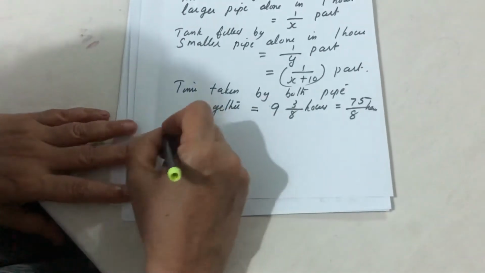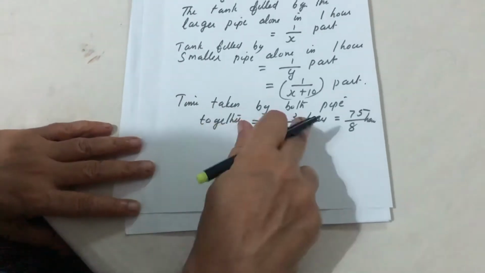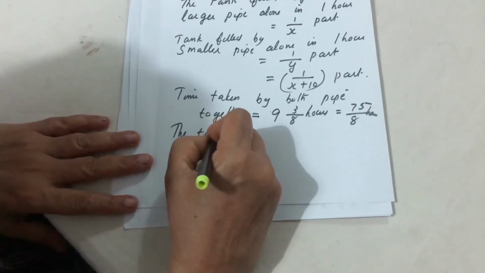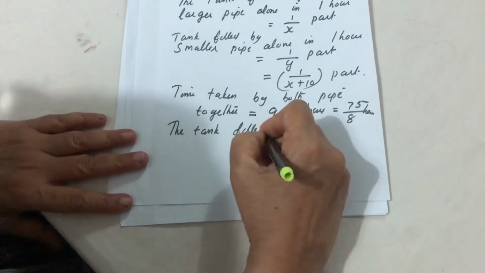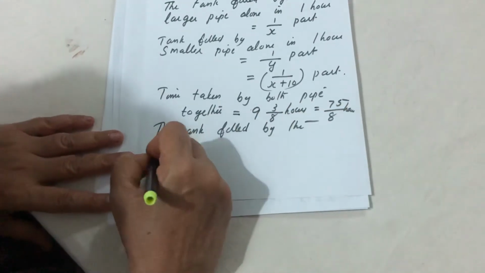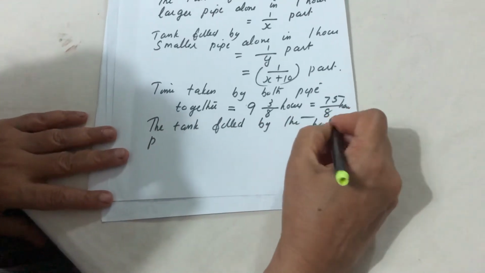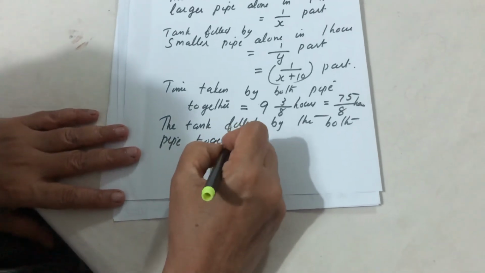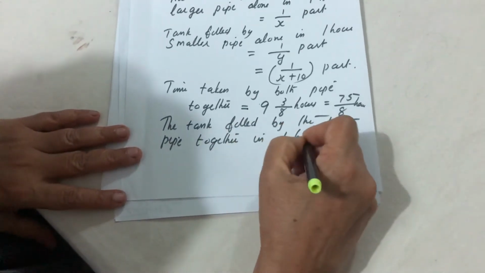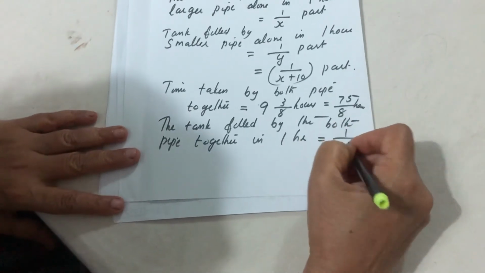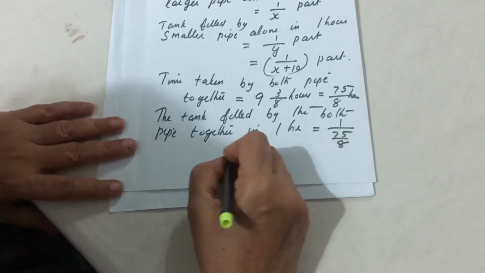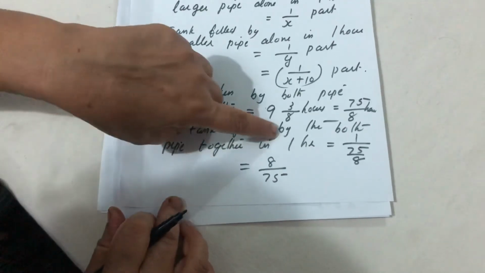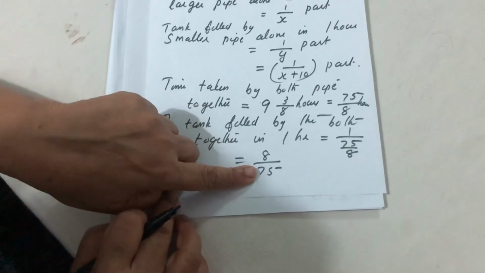So I am just telling the 1 hour work of both the pipes together. That is, the tank filled by both the pipes together in 1 hour is 1 by 75 by 8, that is 8 by 75. So the two pipes together's 1 hour work is 8 by 75.